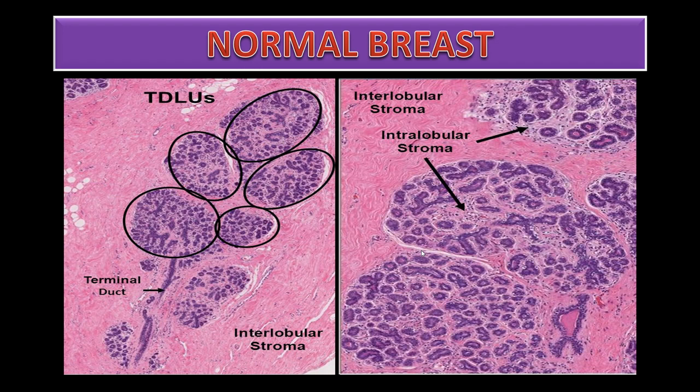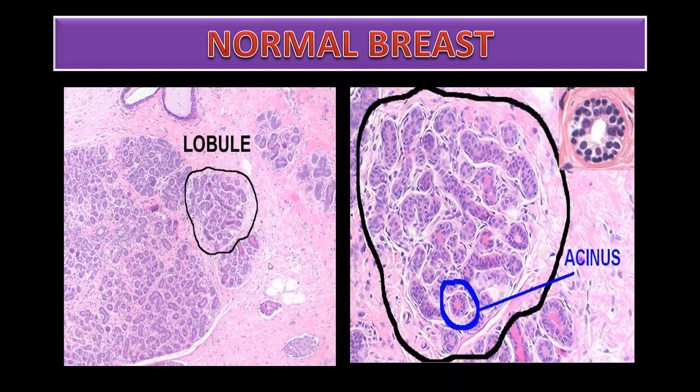This is normal breast showing terminal ductal lobular units and interlobular stroma, intralobular stroma, and these are the targets for diabetic mastopathy, with blood vessels. The lobules are composed of acini. This is an acinus.